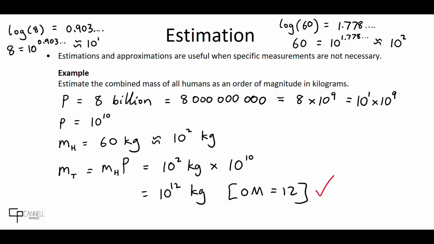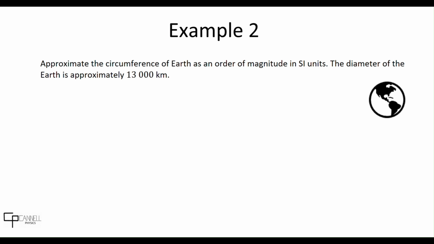And that's it. Now for the next example, approximate the circumference of the Earth as an order of magnitude in SI units. The diameter of the Earth is approximately 13,000 kilometers. The formula for the circumference of a circle is 2 pi r, and this is going to be an approximate for a couple of reasons. One, we're given an approximate value of the diameter of the Earth, and we're also assuming that the Earth is a perfect circle. So the only value we're given is the diameter.